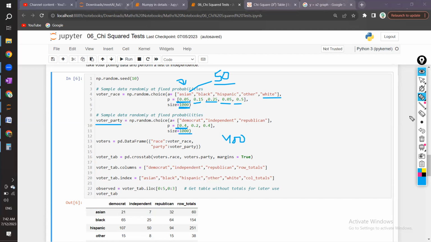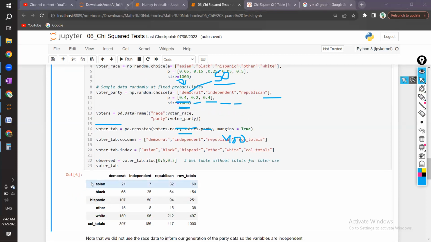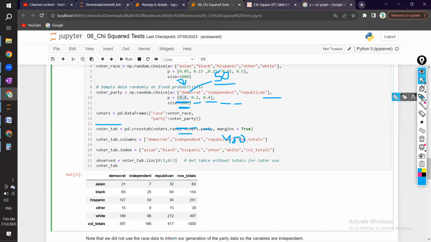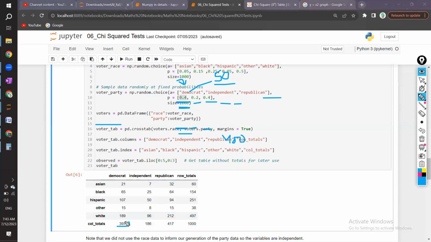The overall Democratic will be 400, the overall Independent will be 200, and the overall Republican will be 400. So we need Asian Democratic, exactly. Asian Democratic will be 21. The overall will be more or less 400 only, because if you see, Democratic value is 397, almost 400. Agree?